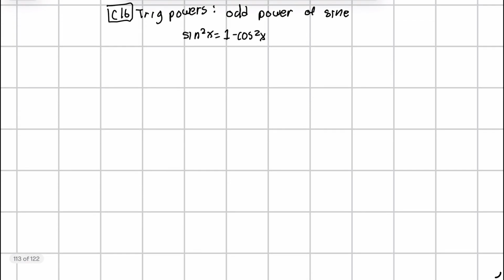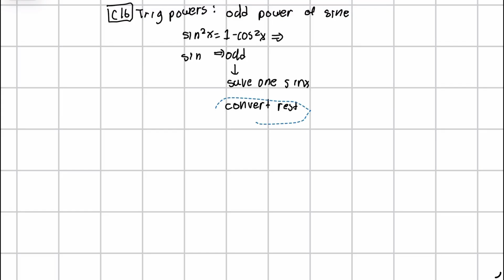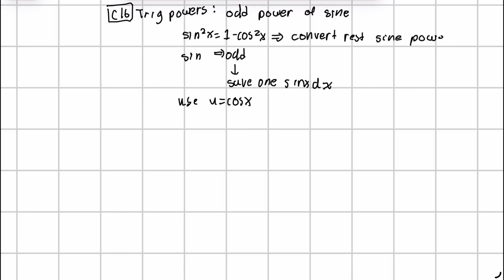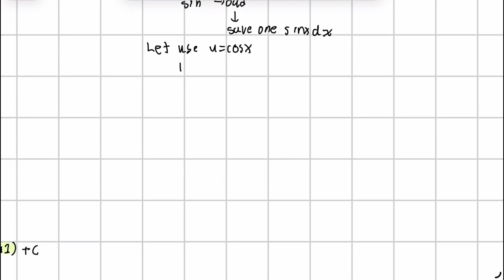trig powers and you have the odd power of sine. So this is for your case 16. For the 16th case, you have sine squared of x is equal to 1 minus cosine squared of x. So basically, you have to know that if your sine has an odd power, then you're going to save one of the sine of x's, and then you're going to convert the rest using sine squared x is equal to 1 minus cosine squared of x, your Pythagorean identity. And then you're going to use that u is equal to cosine of x. So basically, you save 1 sine x dx, then you're going to convert the rest of the sine powers, then you're going to use u is equal to cosine x, and then we're going to integrate.